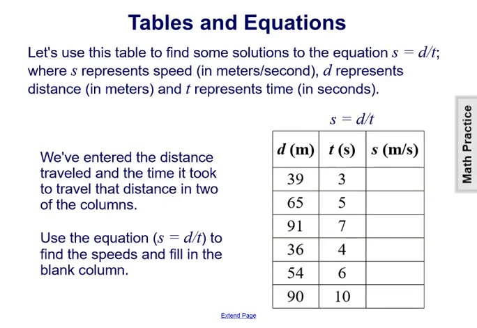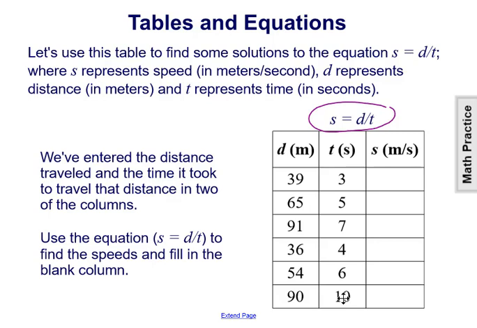So let's use this table here to find some solutions to the equation s equals d over t, where again, s is representing the speed, and we're giving it a unit now in meters per second. D is representing the distance in meters, and t represents the time in seconds. So we can see here again the equation s equals d over t, or d divided by t. So we've entered the distance traveled here in this left column, and the time it took to travel that distance in the second column. So we can see different distances, different meters, and different times in seconds.